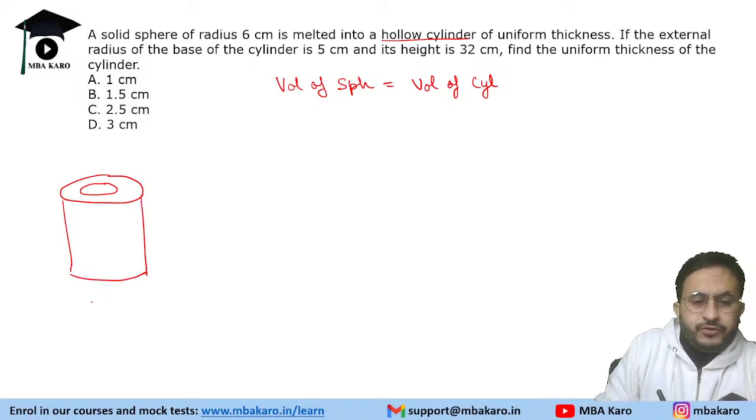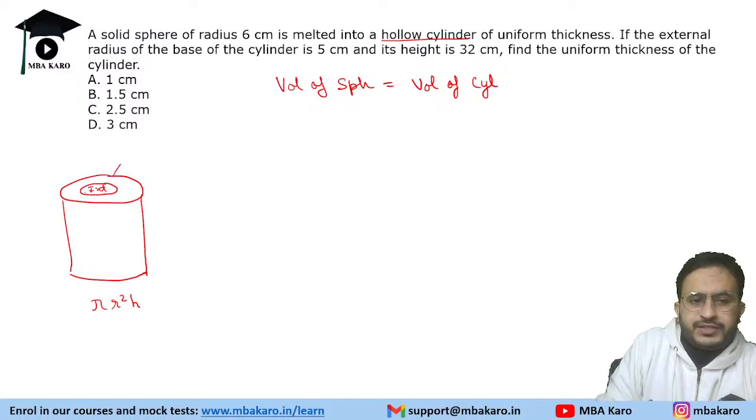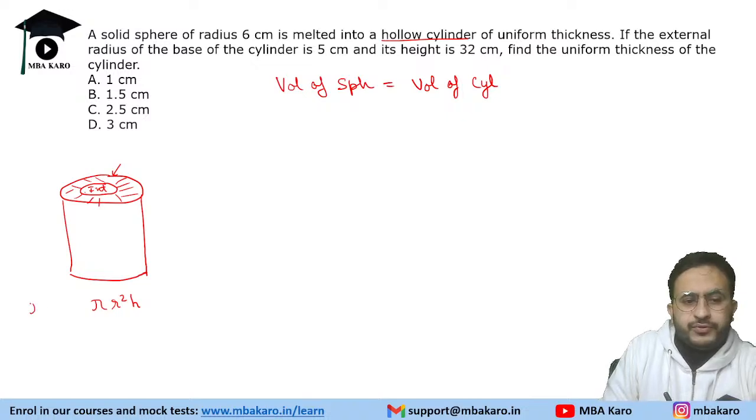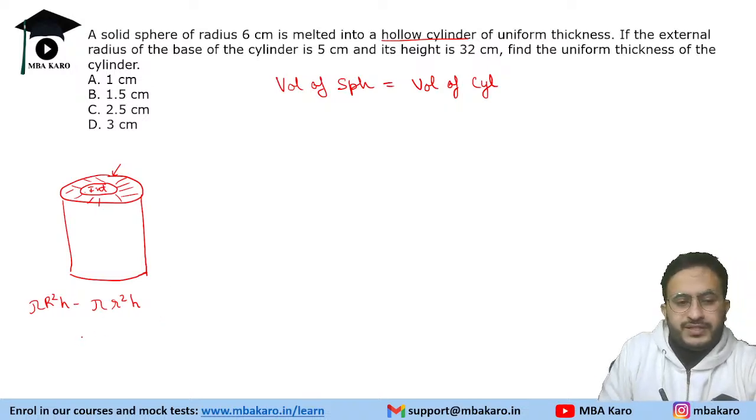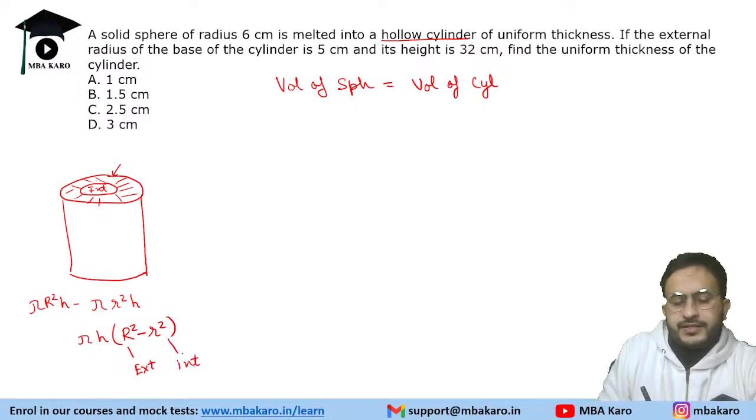Okay, what is the volume of a cylinder? Pi R square h. Now there is an internal part as well, and this is the total cylinder. The outer one is the total one. So the volume of this substance is outer volume minus inner volume. So you can say pi R square h minus pi r square h, or you can say pi h common, R square minus r square. So R is the external radius and r is the internal radius, and R minus r gives the thickness of the substance.